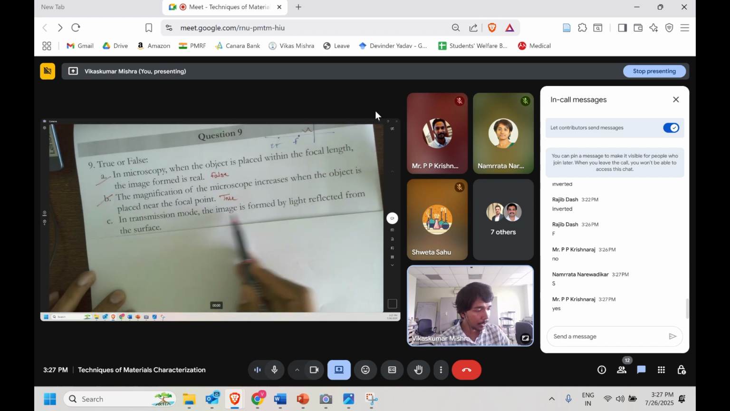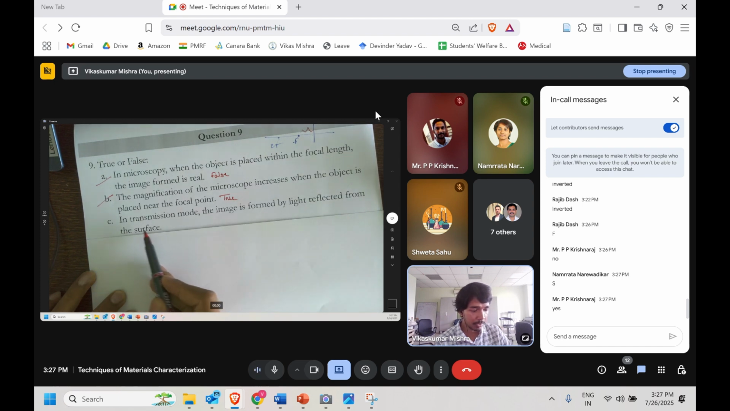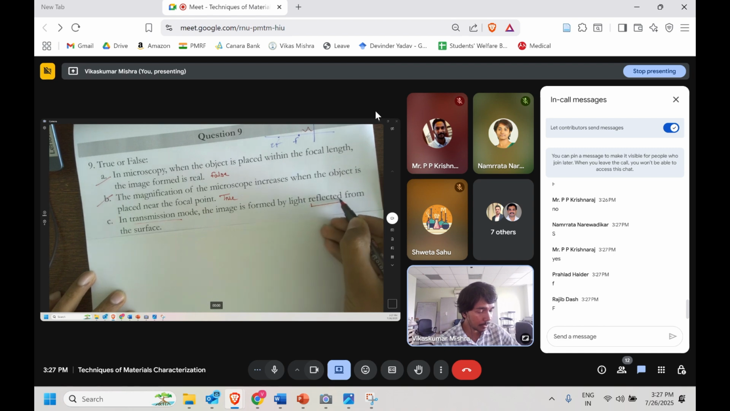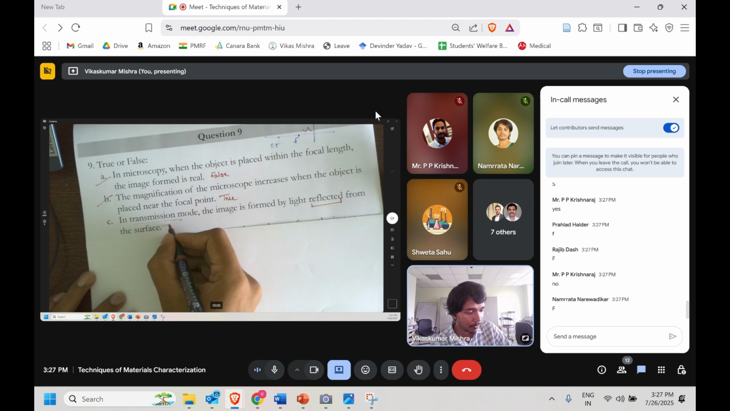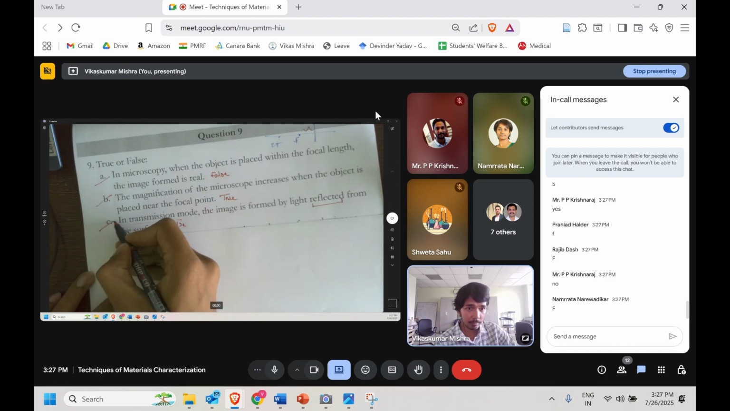In transmission mode, the image is formed by the light reflected from the surface. In the transmission mode, is the image formed by the reflected light? No, right? It's the transmitted one. So again, it's false. So the first and the third ones are false.